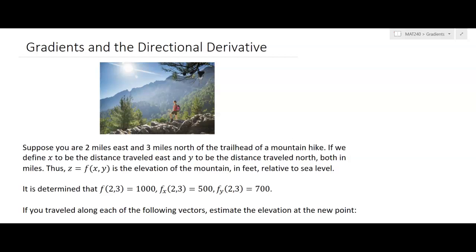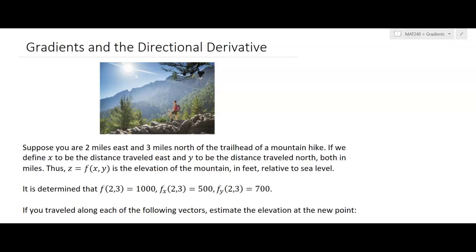If we define x to be the distance traveled east and y to be the distance traveled north, both in miles, and thus, if z equals f of x, y is the elevation of the mountain in feet relative to sea level, then we want to be able to answer some questions about this.